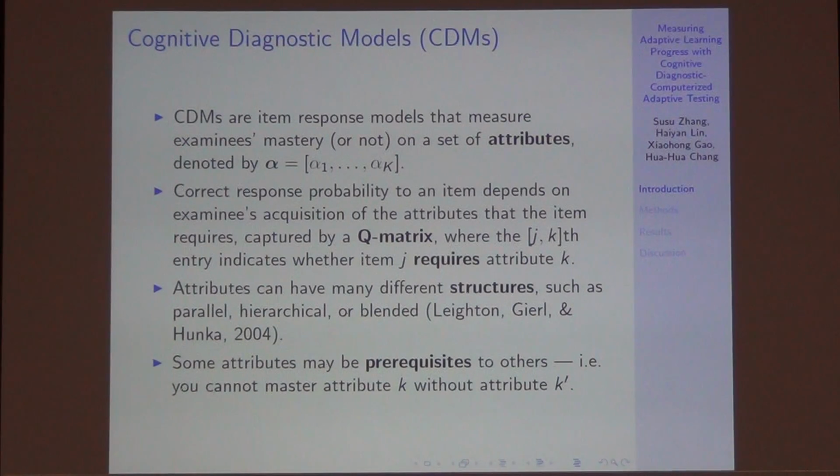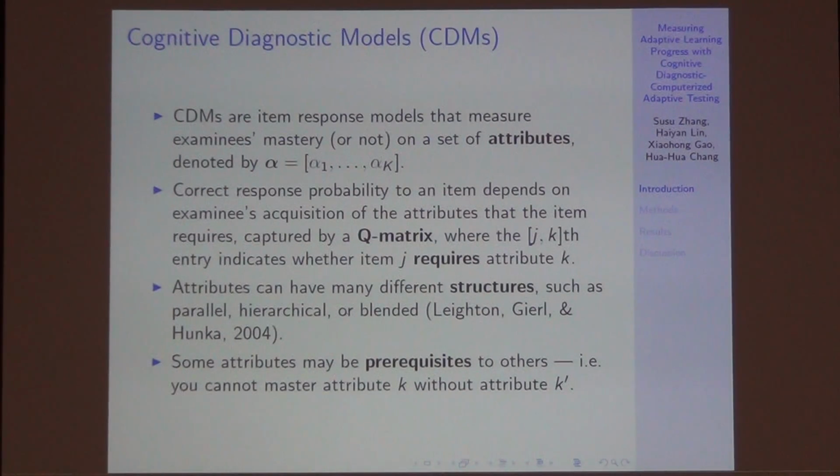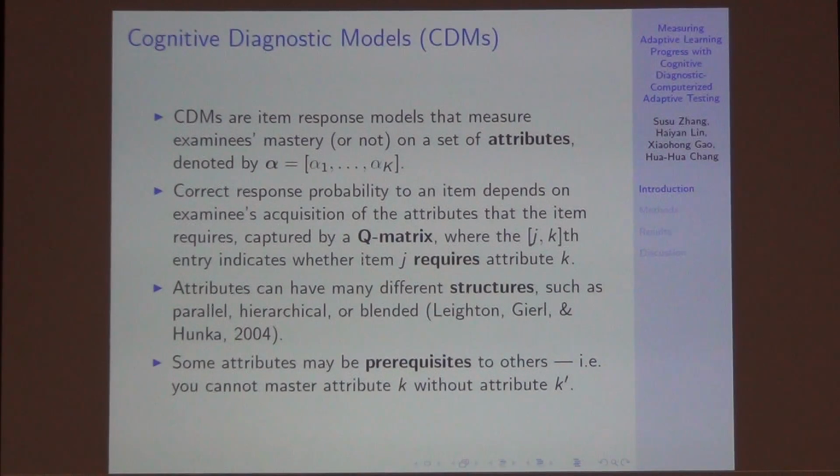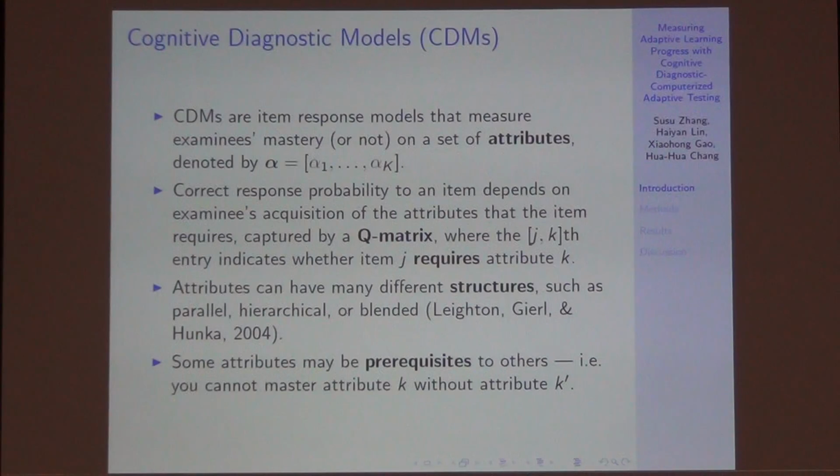And this is why we look into cognitive diagnosis models. So CDMs, or diagnostic classification models, are item response models that measure the examinee's mastery status on a set of skills, where we call them attributes. We usually denote them by a dichotomous vector called alpha, where each entry indicates whether someone has mastered a skill or not. And the correct response probability on an item depends on the examinee's acquisition of the attributes that the item requires, which is usually captured by a Q matrix.